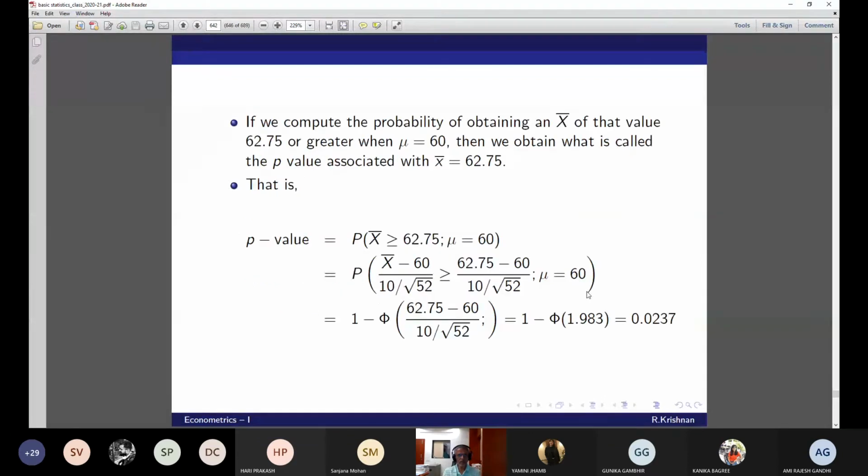Look at this. If you compute the probability of obtaining an x bar of that value 62.75 or greater when mu equal to 60, then we obtain what is called the p-value associated with x bar equal to 62.75.